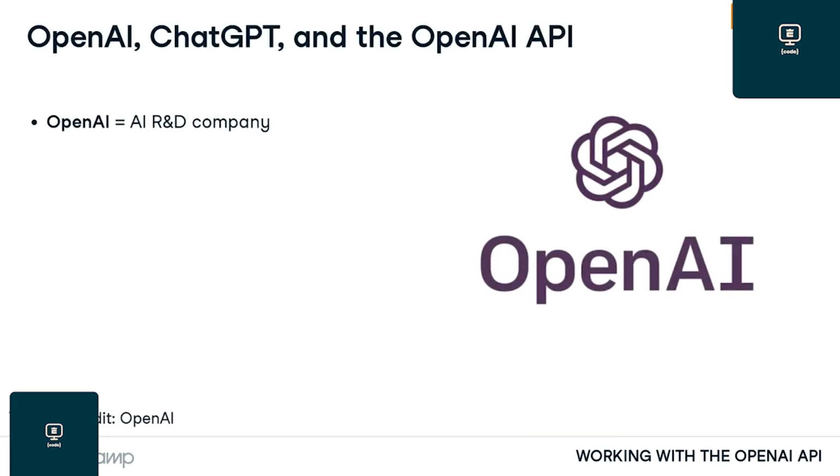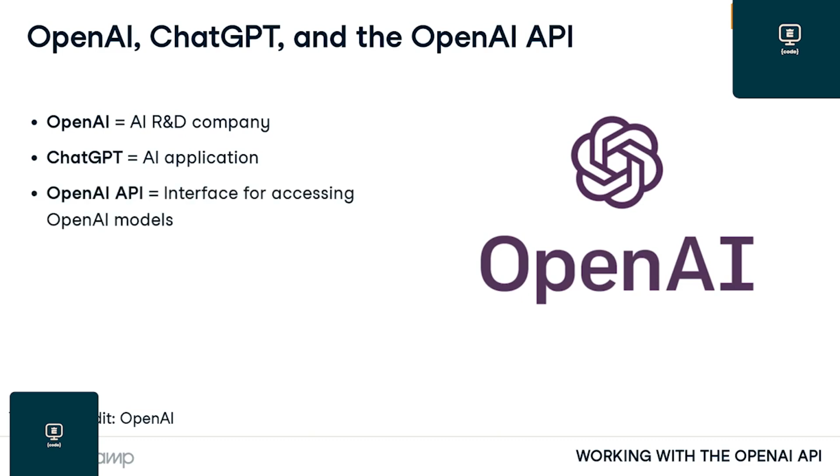OpenAI is a company that researches and develops artificial intelligence systems. One of their most famous developments is ChatGPT, which is an application that allows users to communicate with an AI-powered chatbot, to ask questions, perform tasks, or generate content. The OpenAI API allows individuals or organizations to access and customize any of the models developed and released by OpenAI.